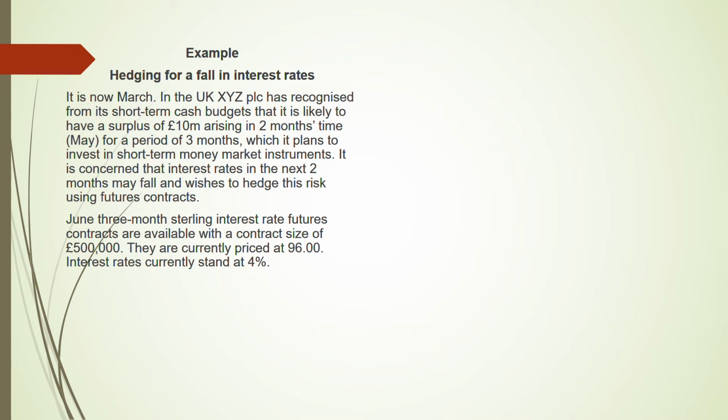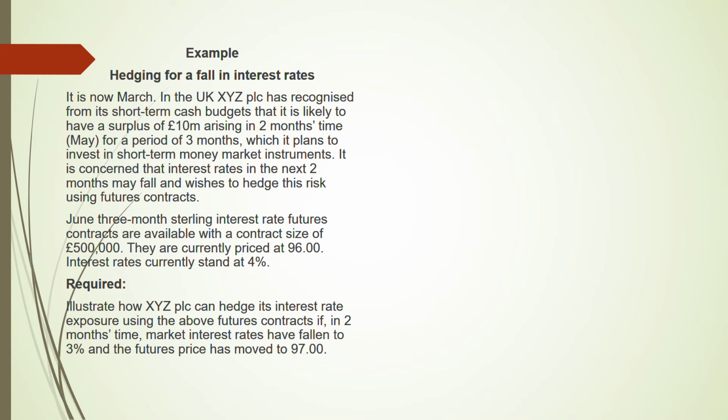Sometimes they might not give you the interest rate. They might just tell you it's priced at 96. That means interest rate is 4%. So you are required to illustrate how you are going to hedge this movement in interest rate. If the interest rate falls to 3%, that means future price will now move up to 97. You see, interest rate falls down, meaning your future price will increase.